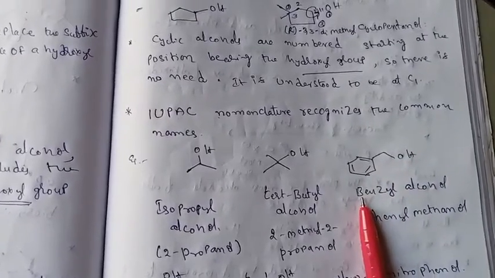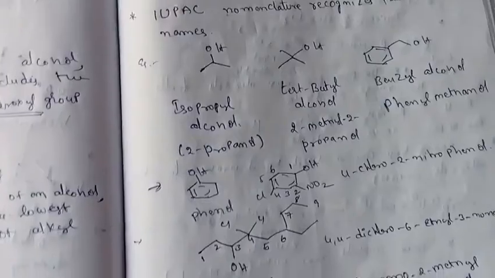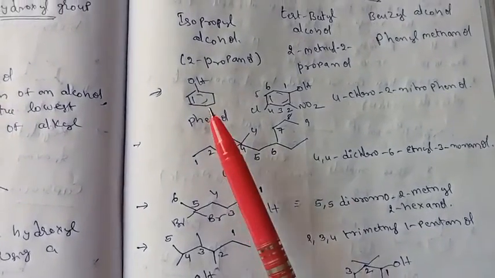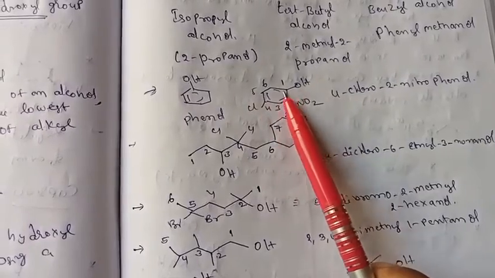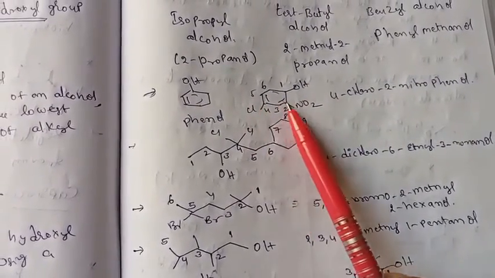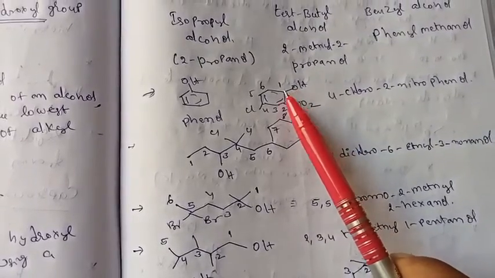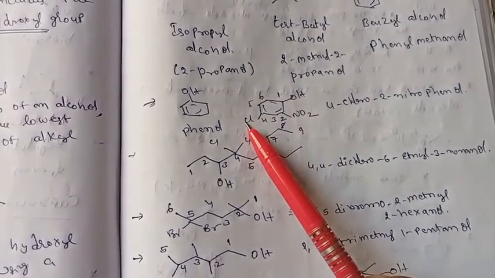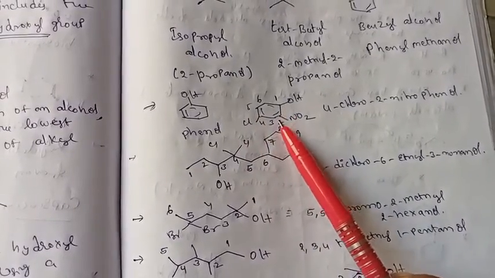Now this is the CH2 and OH, so this is benzyl alcohol, or phenyl methanol. And also here you can see the common name, this is phenol, and this phenol has substituents. Chlorine is there, nitro is there, and OH is there. First we have to give OH priority, then nitro, then chloro. The numbering should get the lowest numbers.